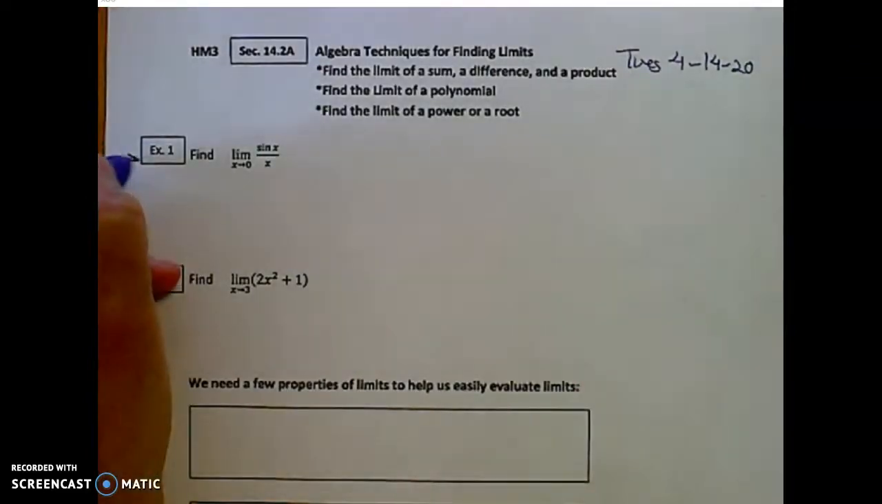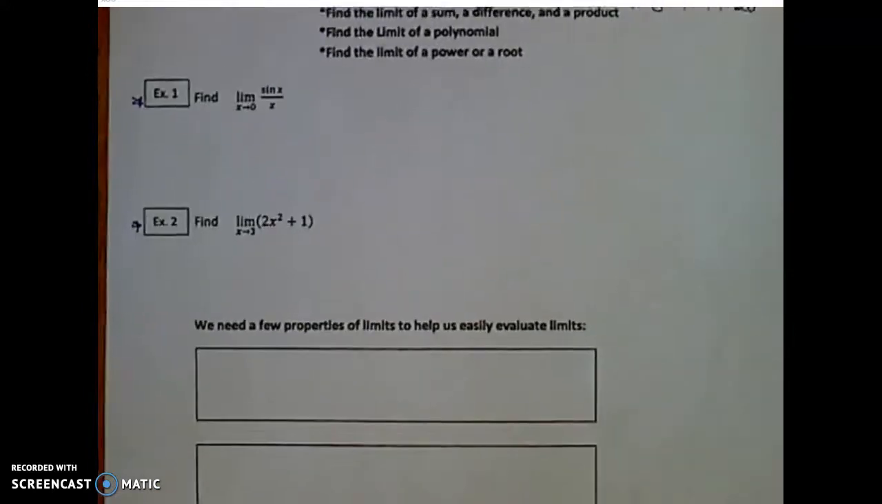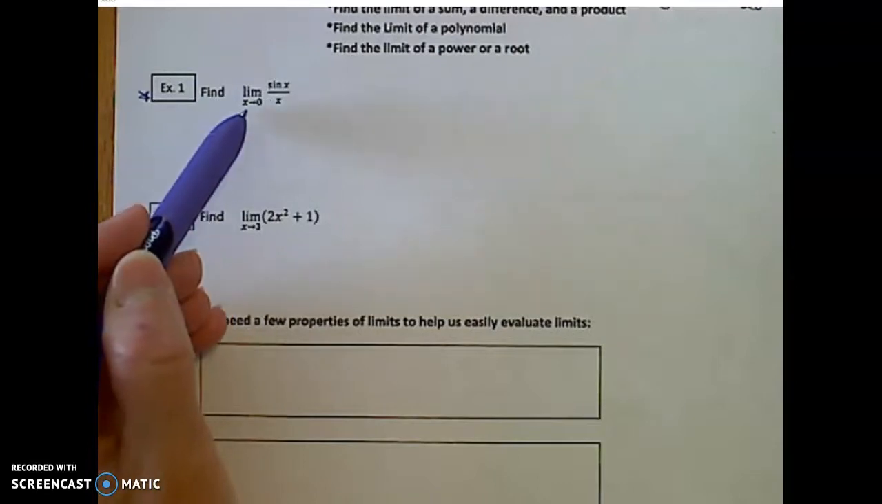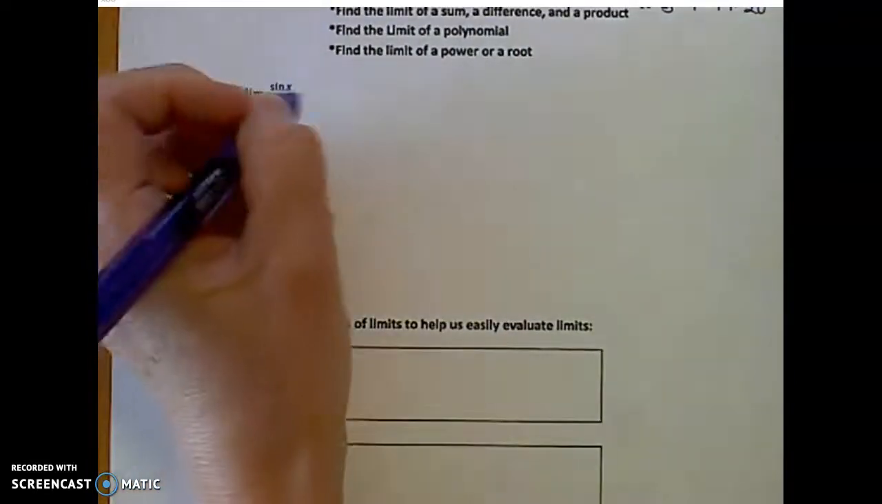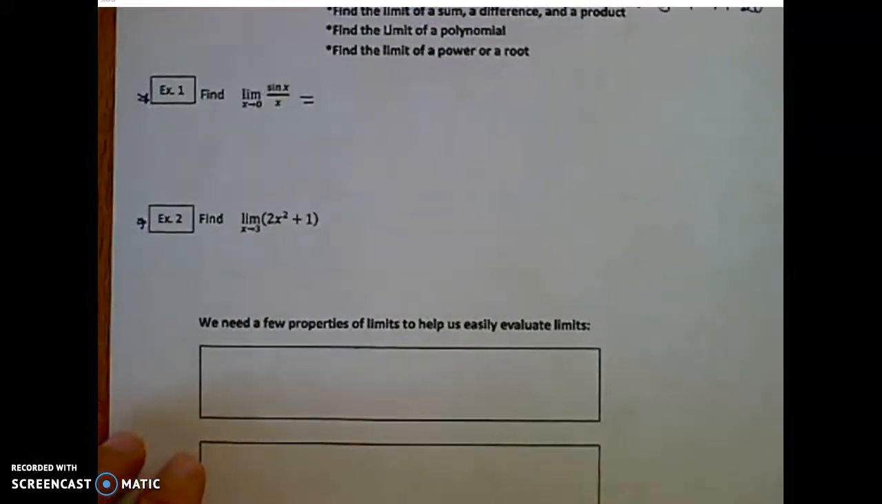These first two examples here are just to get us back in that mode from last week, some things we talked about. So if you were asked to evaluate this limit of the function sine of x over x as my x values approach 0, what would the value of that limit be? Pause and think about that for one moment.